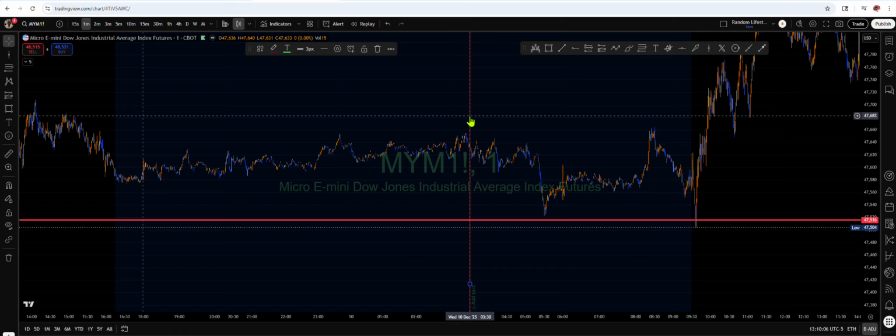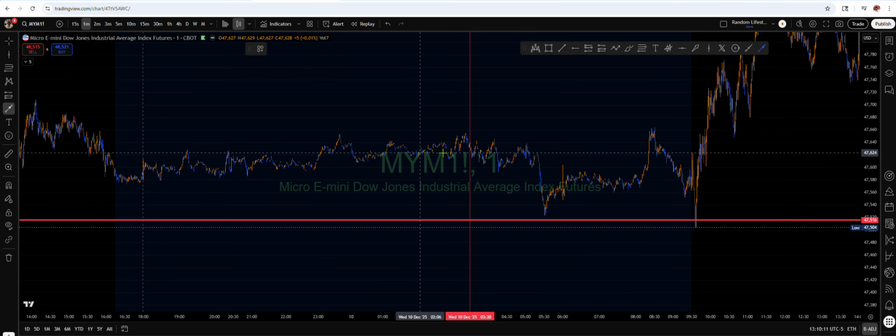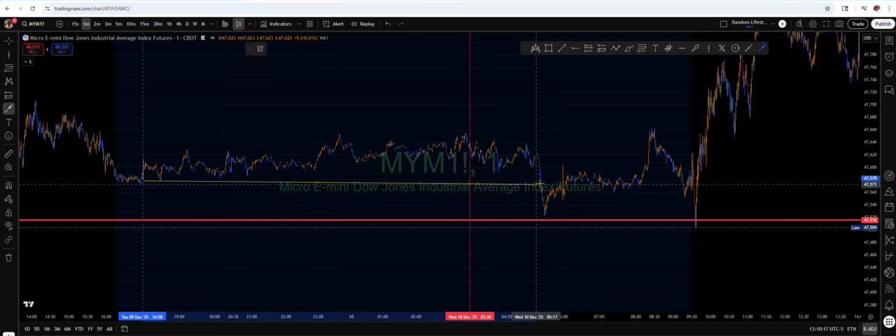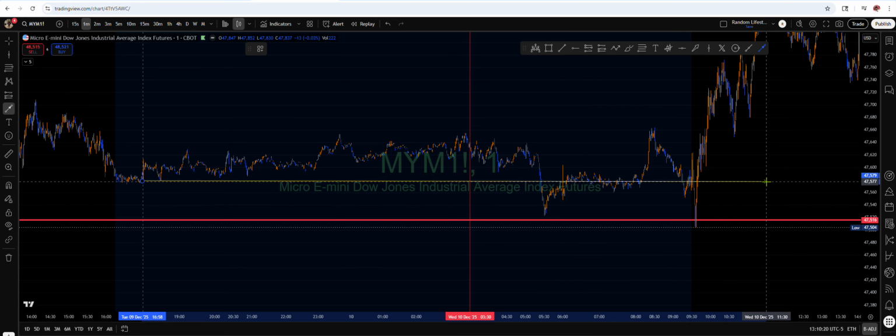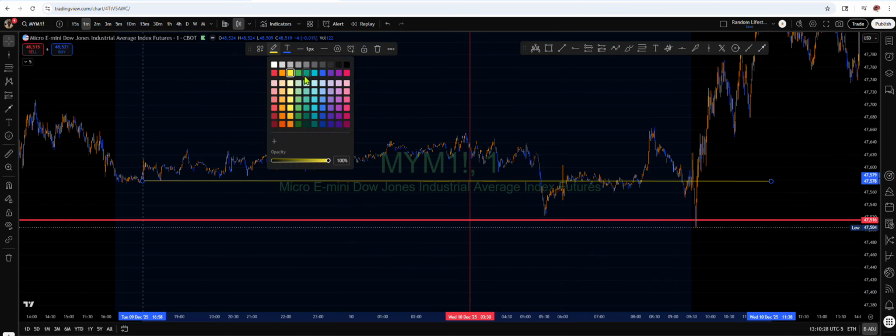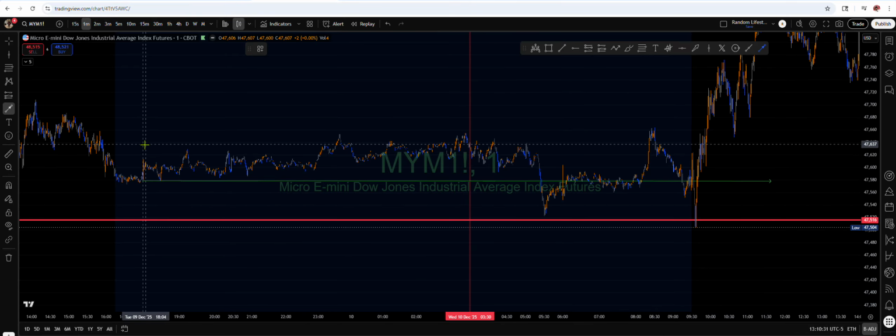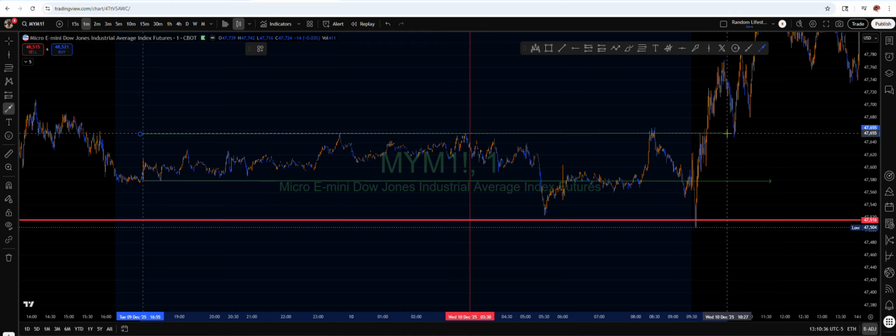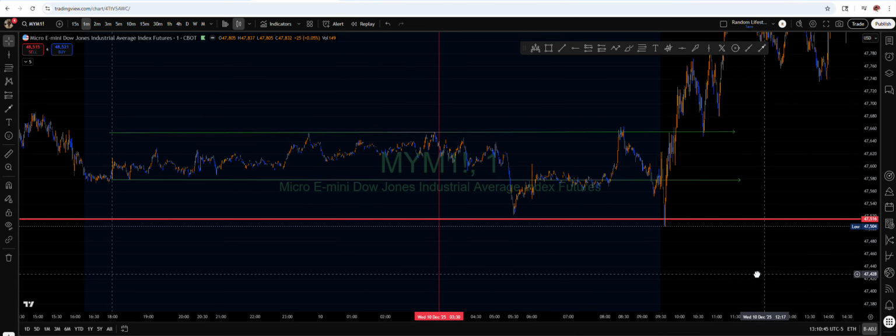So what I'm going to do is I'm on Wednesday, right? So I'm going to try this now. So for Asian, again, Asian lower low, Asian lower low, right? So that's going to be green. And then we have Asian higher high, which is green. Okay.